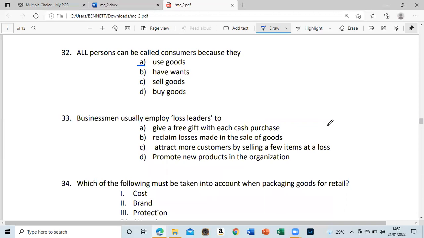Businessmen usually employ a loss leader to, A, give a free gift with each purchase, B, reclaim losses made in the sale of goods, C, attract more customers by selling a few items at a loss, or D, promote new products in the organization. And number 33 is C, attract more customers by selling at a loss.